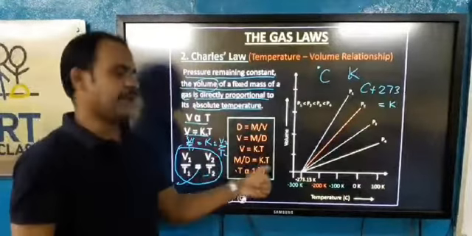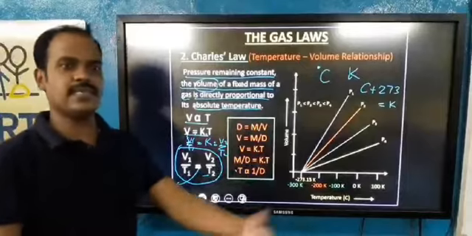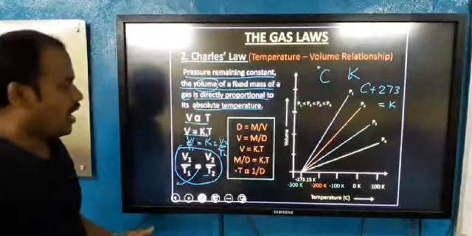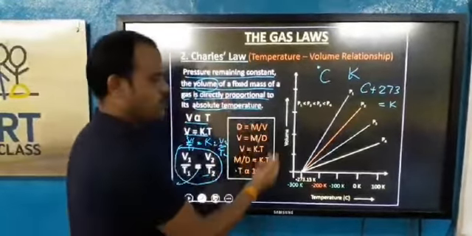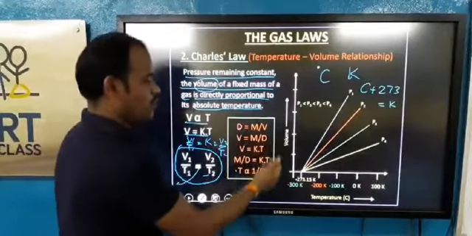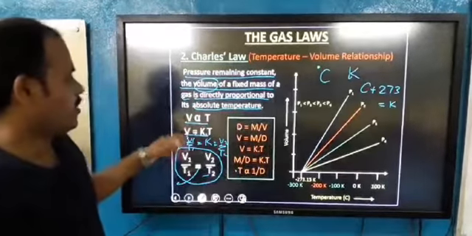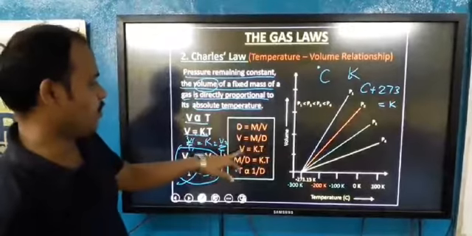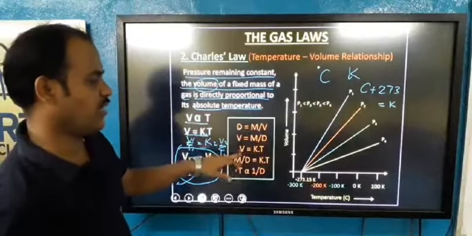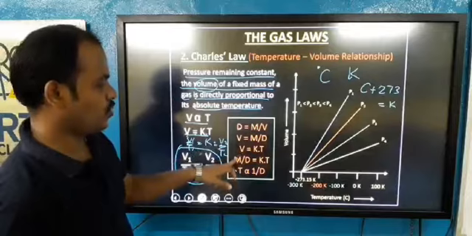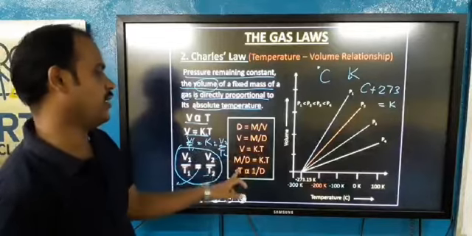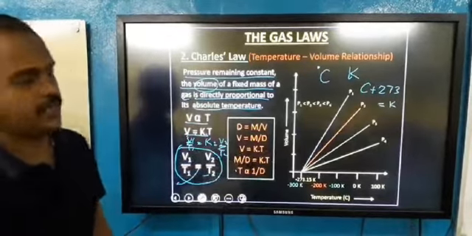Then relation between temperature and density. If you increase temperature, density will decrease. How? See, density is equal to mass upon volume. Volume is equal to mass upon density. From Charles' law, we know V is equal to kT. Put the value of V, that is m by d. So mass is constant, and T is directly proportional to 1 by d.